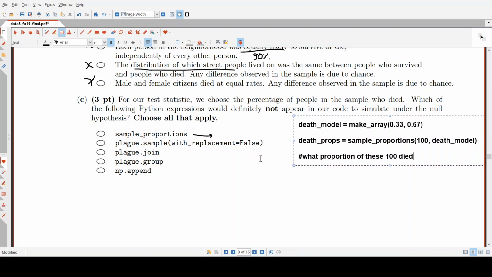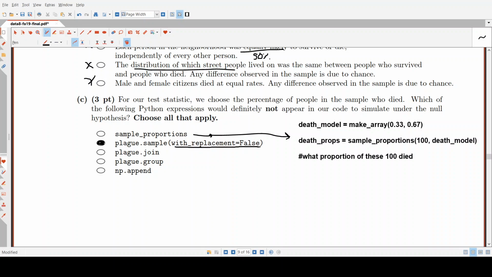Okay. This second one says plague.sample with replacement is false, and we would not do that because when we sample with replacement false, that generally means we're shuffling labels as we would in an A/B test. However, this is not an A/B test. This is just a standard hypothesis test.